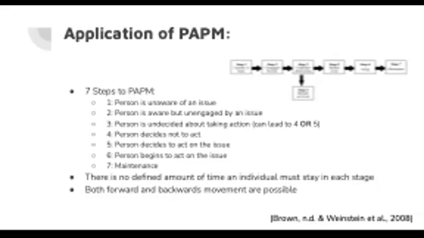Finally, an individual enters stage 7, which is a maintenance stage. While stage 6 involves one-time action, stage 7 focuses more on repeated and sustained action to address an issue. An individual can move both forward and backwards within the model, and there's no defined period of time an individual must remain in any individual stage.